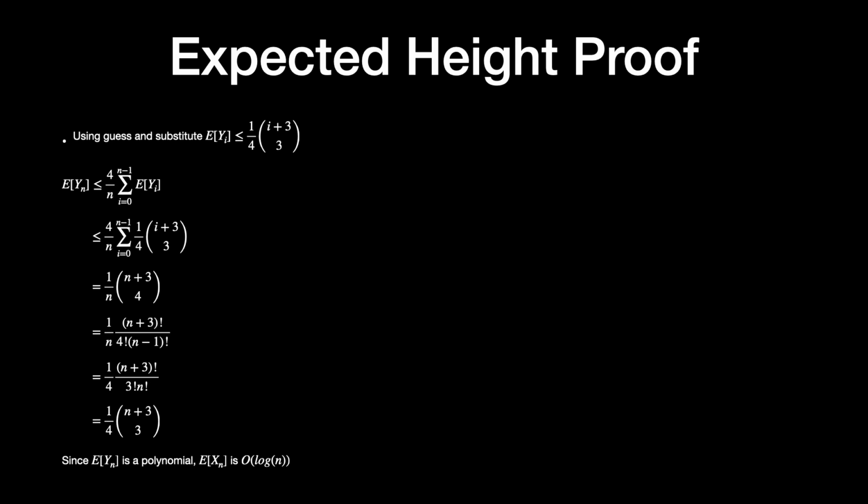So expectation of yn, as we can see, is a polynomial here. So n plus 3 choose 3 is like a 3-degree polynomial. Since expectation of yn is a polynomial, expectation of xn is logarithmic in n, right? Because the log of n cubed is still 3 log n. Therefore, we prove that the expected height of a randomized treap is big O of log n.